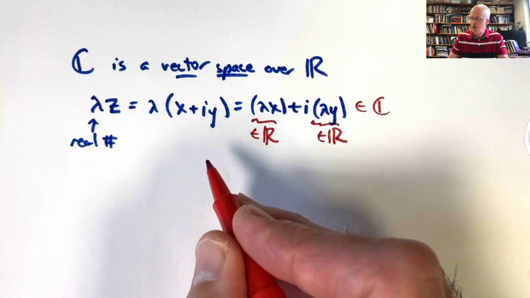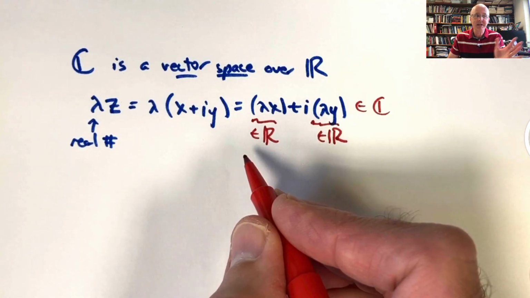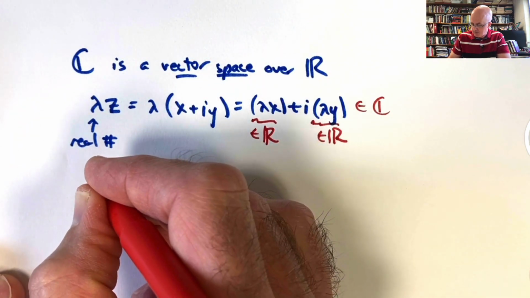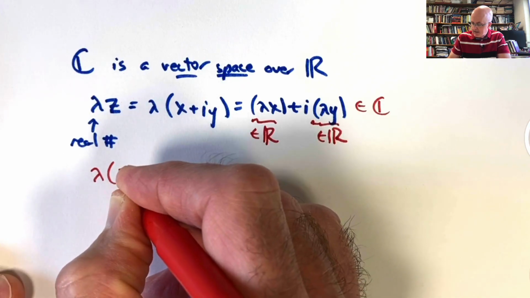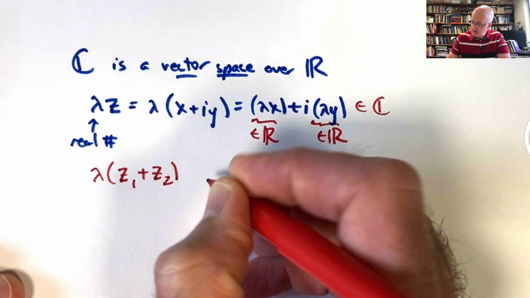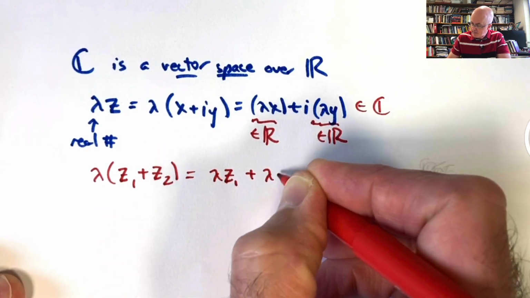Being a vector space over the real numbers means lots of other things. I don't want to list out all the properties, but let me just mention a few. One property is a distributive property. If we take lambda times the sum of two complex numbers, z1 plus z2, that's the same as lambda times z1 plus lambda times z2.